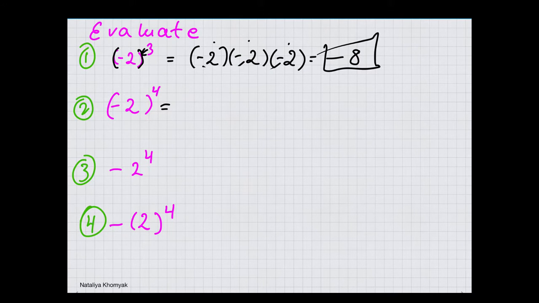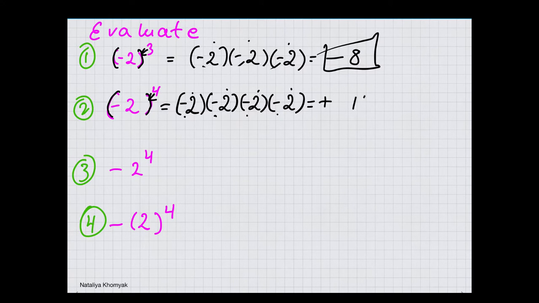In the second example, we have negative 2 to the power of 4, and the exponent is applied to the entire parentheses. So we have 4 factors of negative 2. Negative times negative, positive, times negative, negative, times negative. The answer is positive. 2 times 2, 4, times 2, 8, times 2, 16.